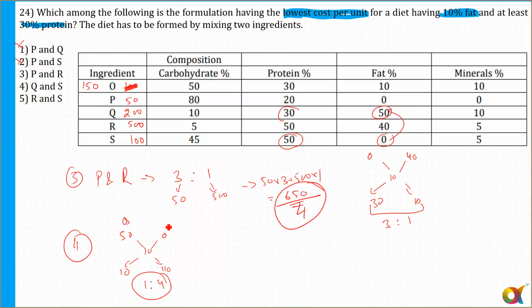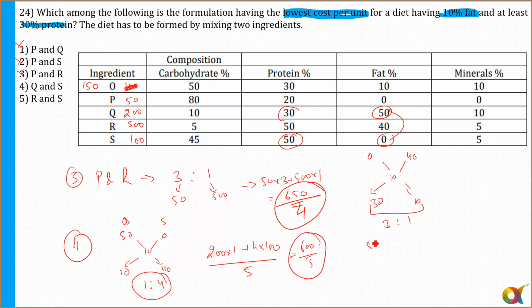This is Q and S. The cost of Q is 200, so 200 into 1, and the cost of S is 100, so 4 into 100, upon total 5. That is 200 plus 400, that is 600 by 5. So definitely 600 by 5 is lesser than 650 by 4. Yes or no? 600 by 5 is 120, which is lesser, so the answer can't be option number 3 also. It is either 4 or 5.